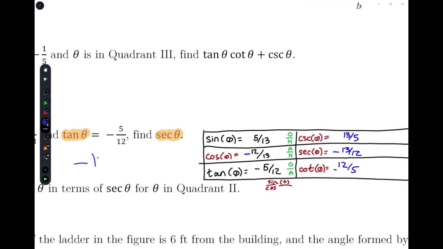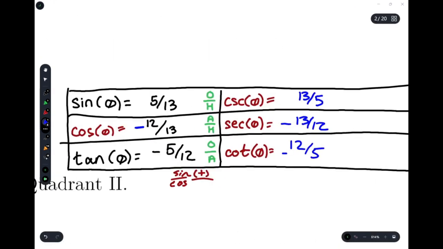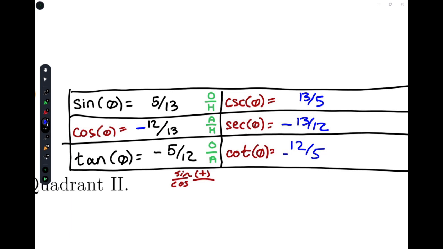So secant was negative 13 over 12 if you're answering their question. But I prefer all of it. I prefer writing down that box of 6. And if you want to draw your triangle, do it right away. It's fine. That's probably smarter than what I did.